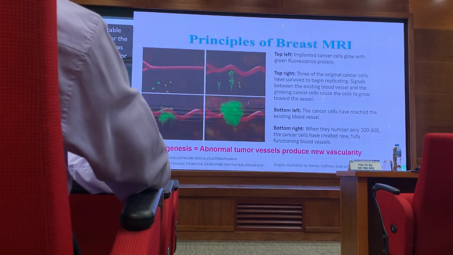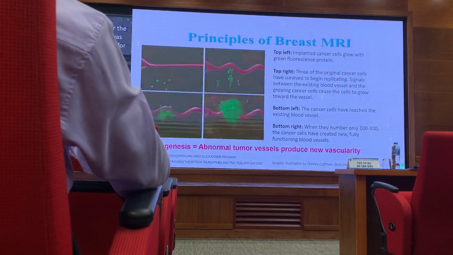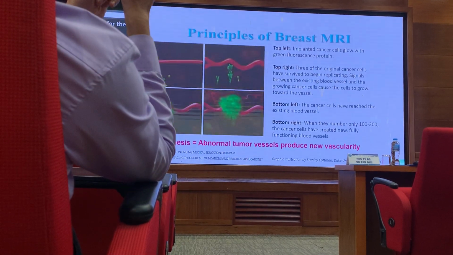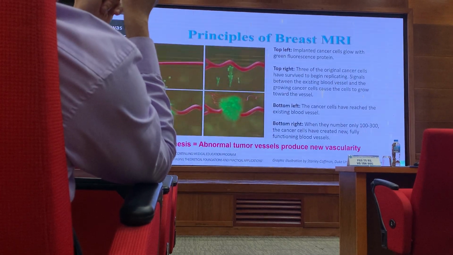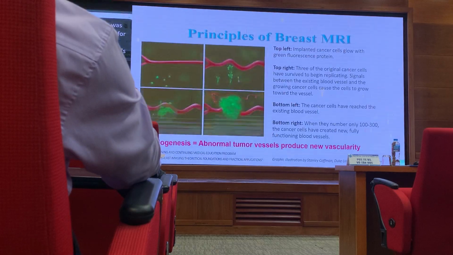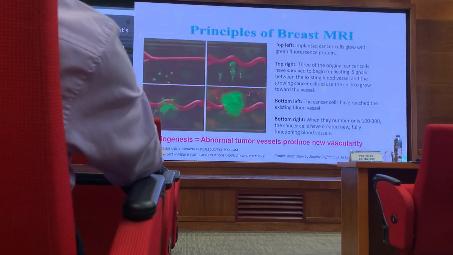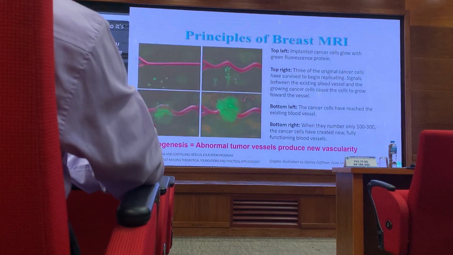Just now, the speaker also mentioned angiogenesis. These are abnormal tumor vessels produced when the cancer cells form, and they move to the vessels and produce new vascularity and become cancerous cells.